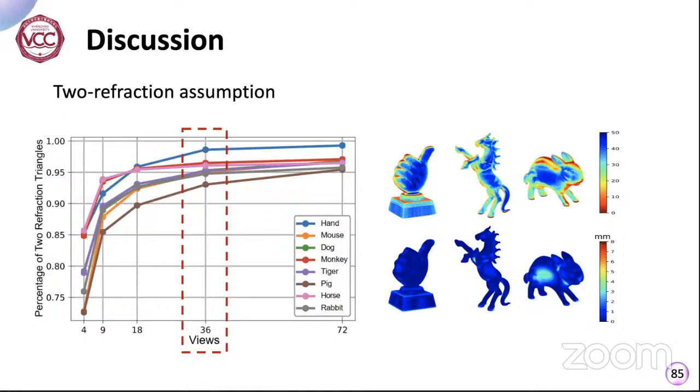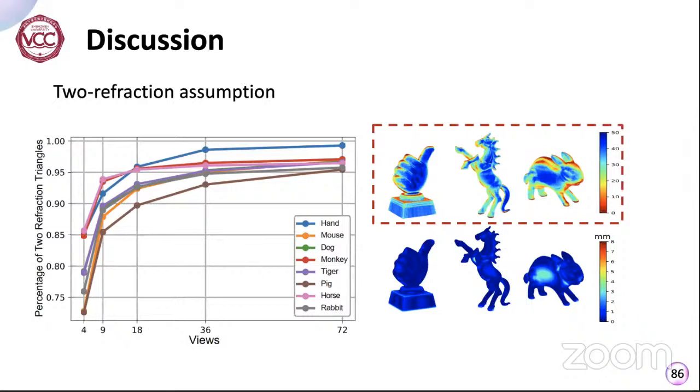ray paths. It shows that most mesh triangles actually end up having two refraction ray paths passing through them. We also visualize the number of the two refraction paths per triangle under the 17 views we use. So the reconstruction error is shown here.